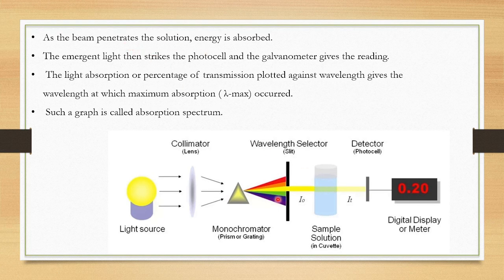As the beam penetrates the solution, energy is absorbed. The emerging light then strikes the photocells, and the galvanometer gives the reading. The light absorption or the percentage of transmission is plotted against wavelength. This gives the wavelength at which maximum absorption occurred. Such a graph is called an absorption spectrum.